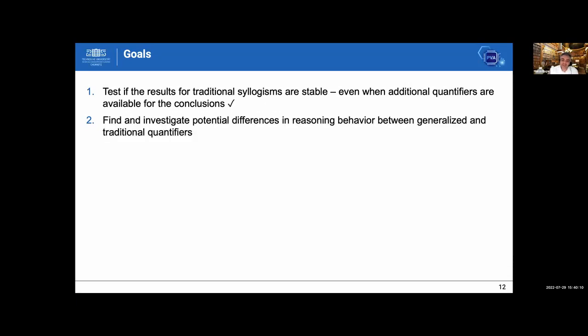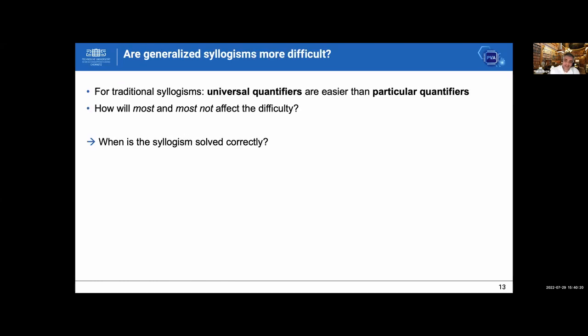But the question still remains. Can we investigate the potential differences in reasoning behavior between generalized and traditional quantifiers? How can we approach this? Well, the first question would be, are generalized syllogisms more difficult? Is it that people make more errors in dealing with them? For traditional syllogisms, we already know that universal quantifiers are easier than particular quantifiers. But what about most and most not? Does that affect the difficulty? Does it change anything?